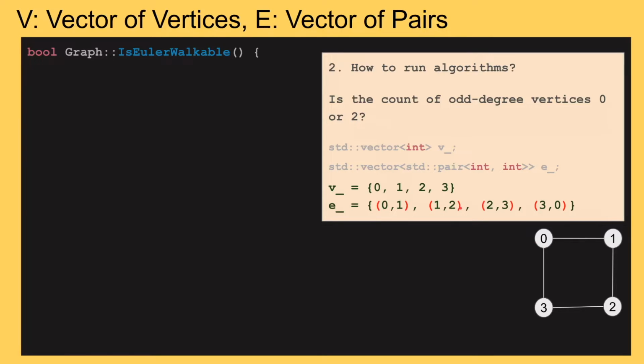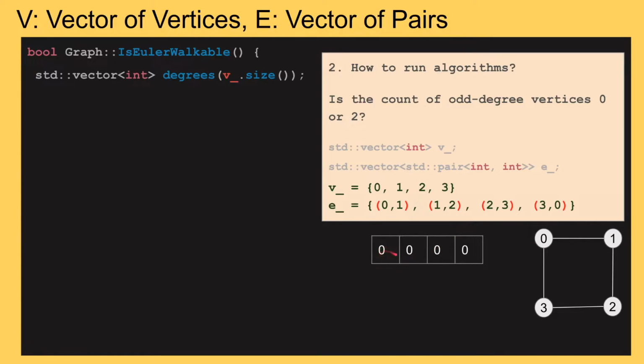So let's first define a table representing the degree of each node. So I have 4 nodes. I define a table of 4 items. I initialize them to 0. This is done by defining a vector and having the size of the vector be exactly the size of V. And we know that in STL, as you define a vector, it will initialize the items by default to 0.